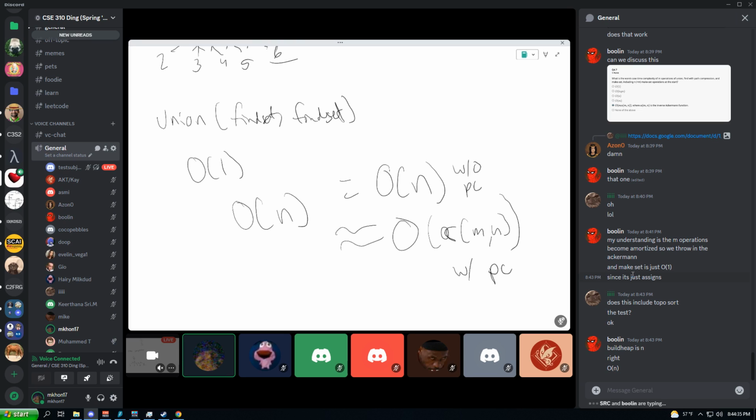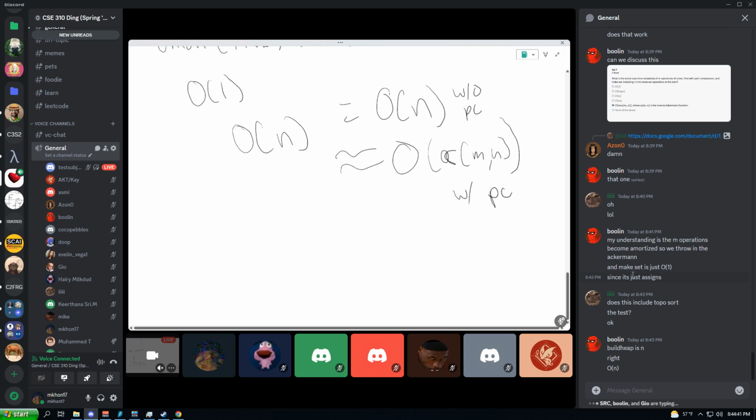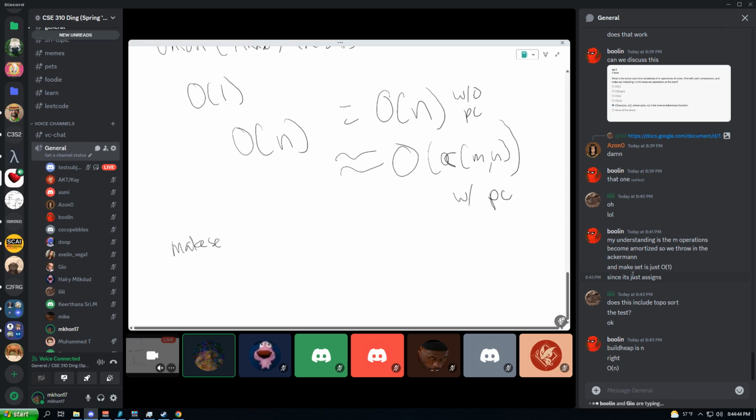Alright, that should be all the disjoint sets functions, which are probably the more awful ones. I guess there is make set, but that is just one. I don't even know if that would ever be asked.